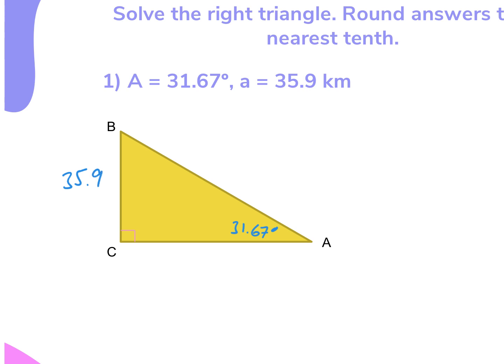All right. Now, start by counting how many angles you have. We have angle A that we were given, and we also have that angle C is a right angle. So if this is a right angle, I know that B and A have to add up to 90 degrees. So the two acute angles in a right triangle are complementary, meaning they add up to 90. So I can take 90 and take away 31.67, and that's how I get my angle B. So we do that, and we get 58.33 degrees.